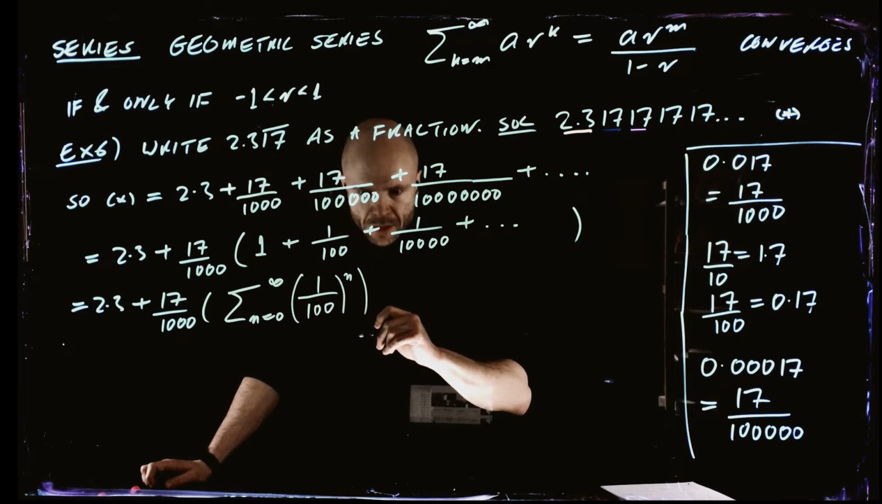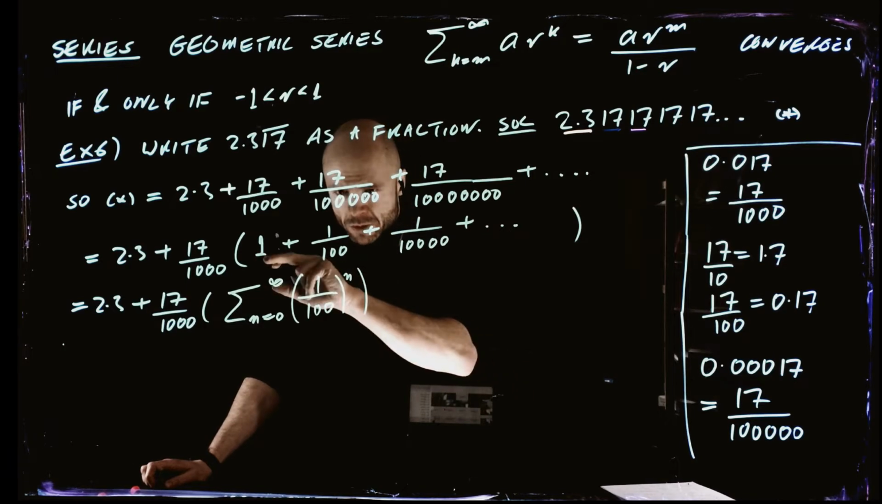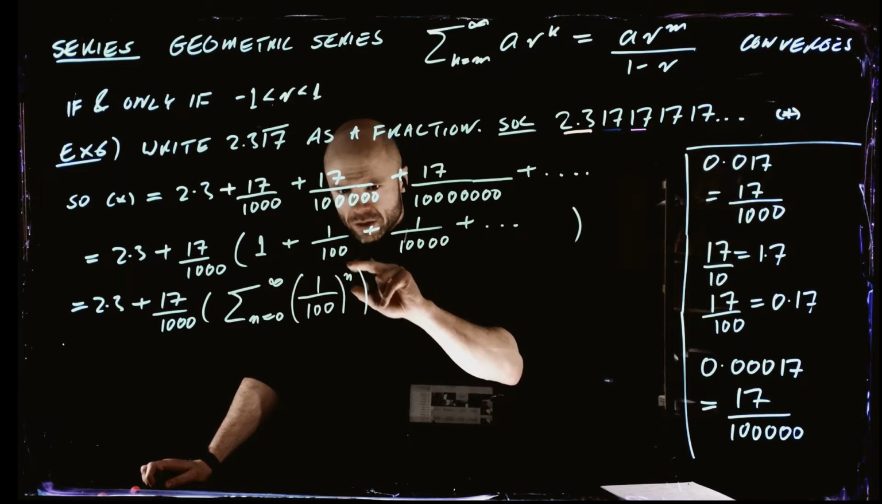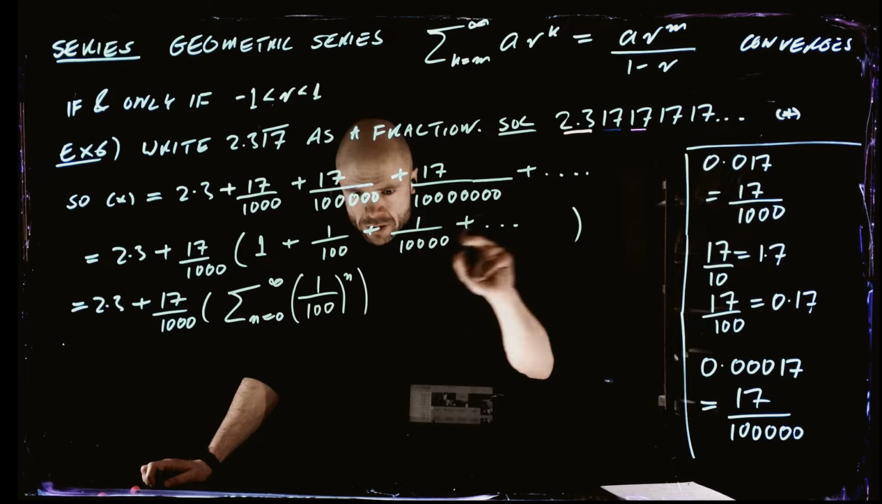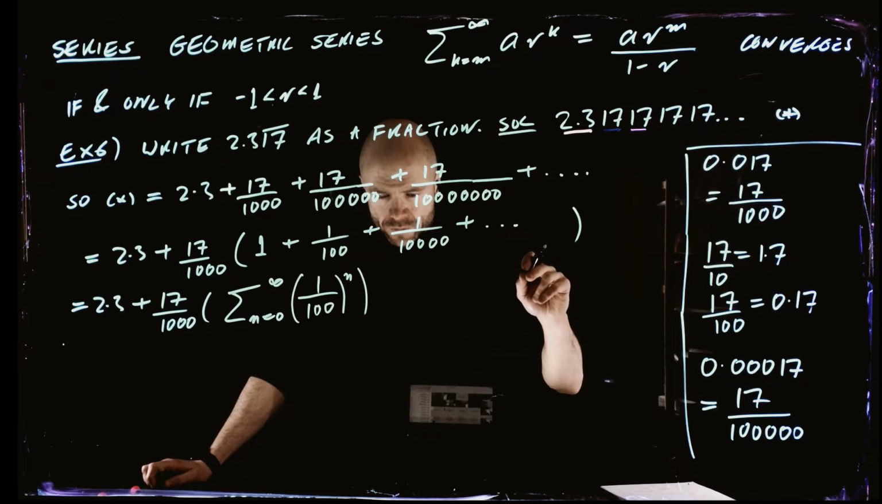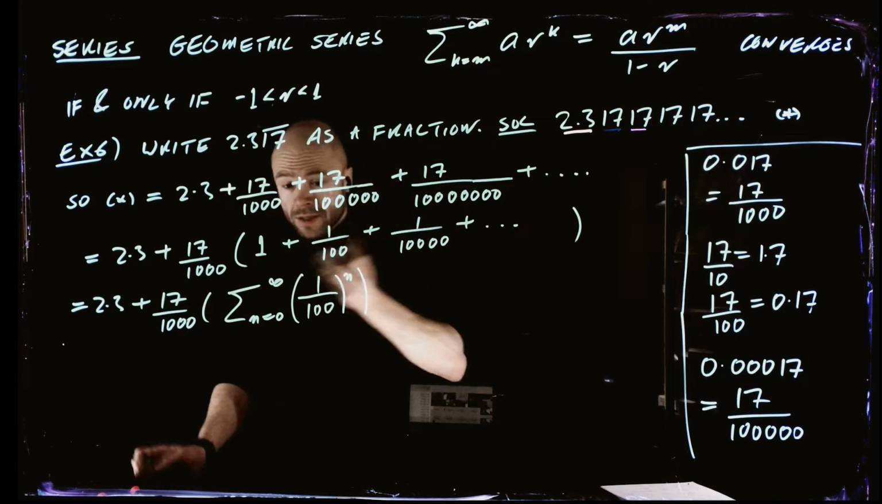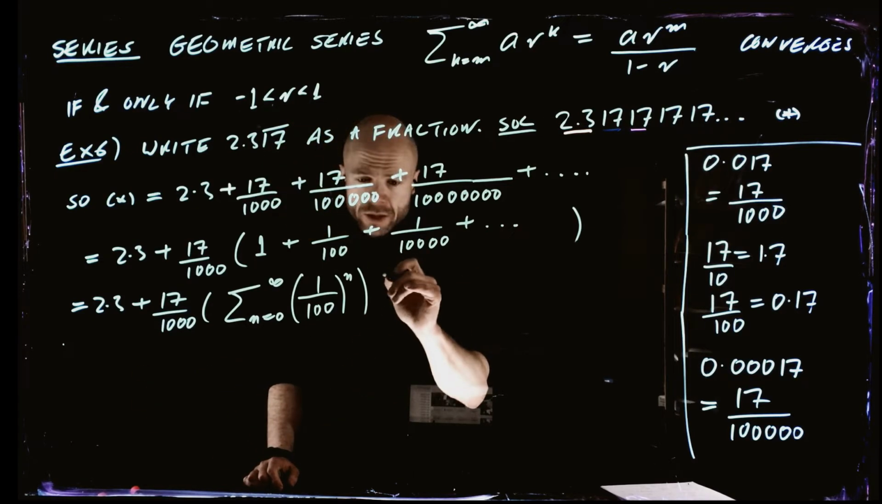Yeah, like this. Because when n equals 0, we get this. When n equals 1, we get this. When n equals 2, we get this, and so on. Everybody with me? Cool. All right. And now it's exactly a geometric series, yeah? So then we can just do this.